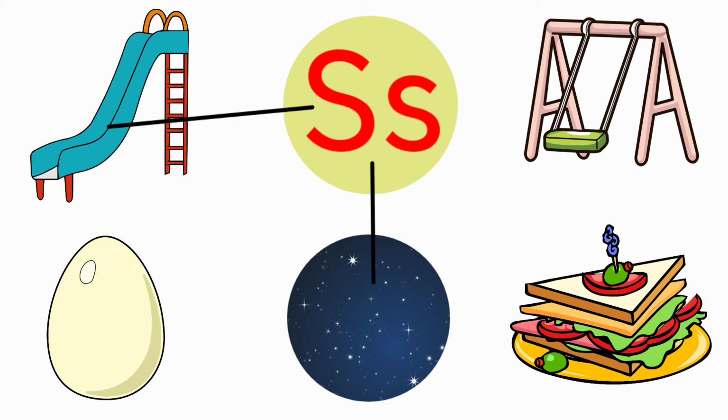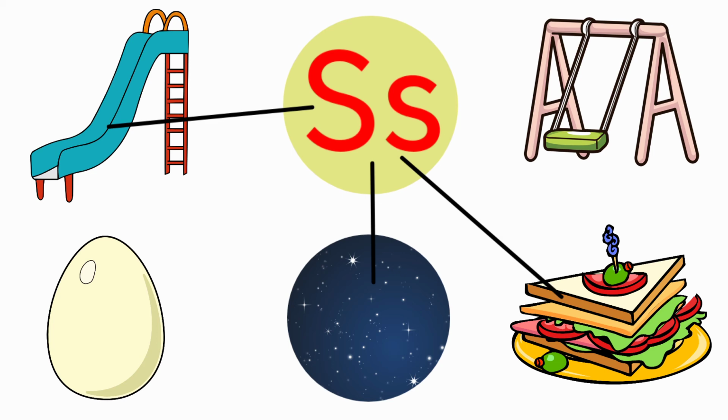Next one, sandwich. The beginning sound of the picture sandwich is S. And the sound of the letter S is S. The beginning sound of the picture sandwich and the sound of the letter S are S. Both are same sounds. So we are going to draw a line from letter S to sandwich.